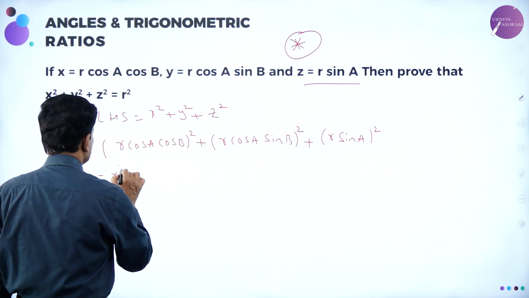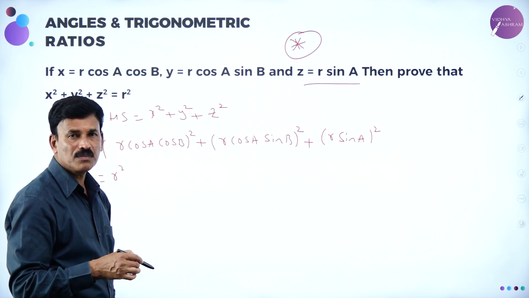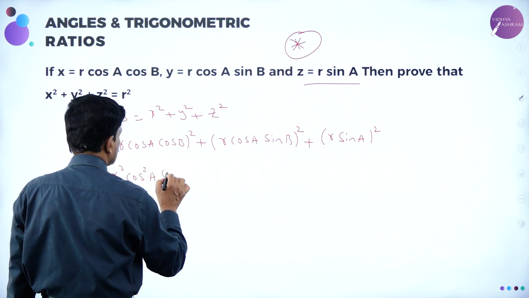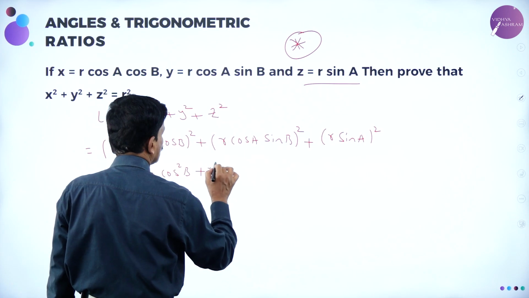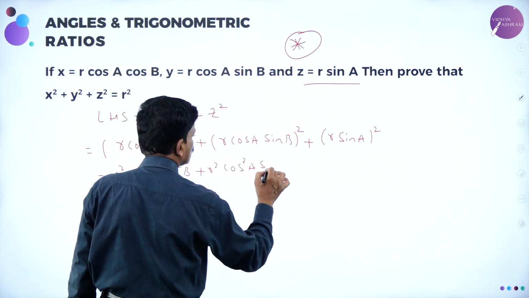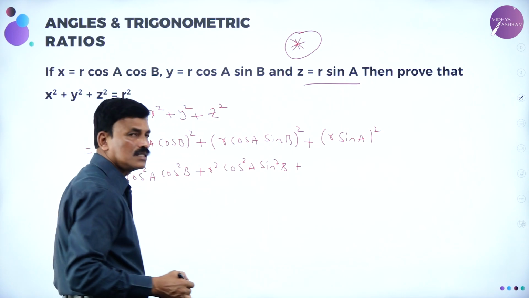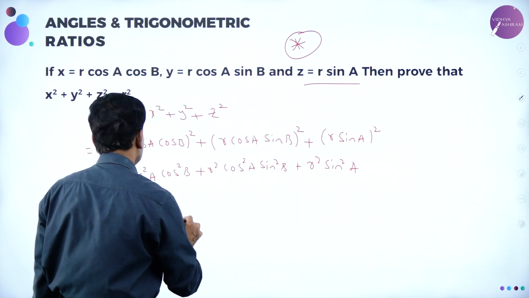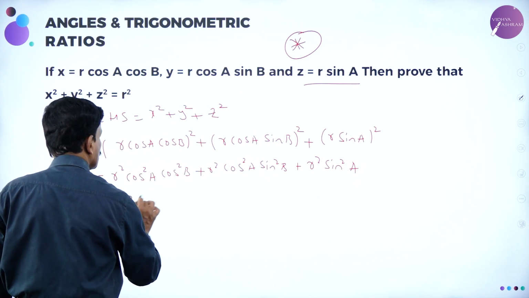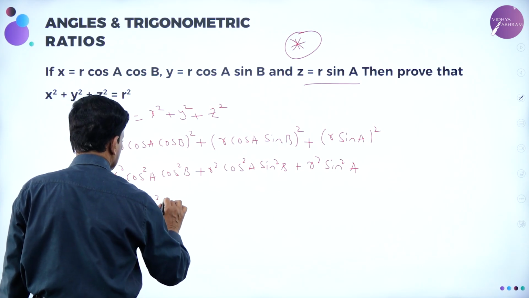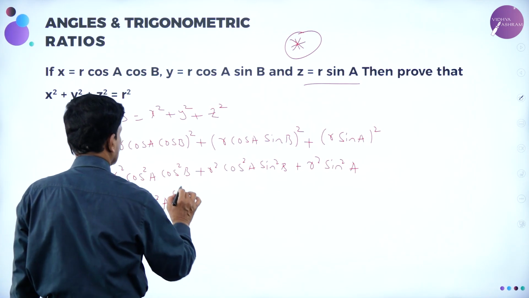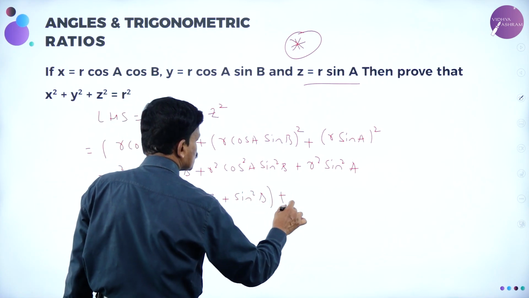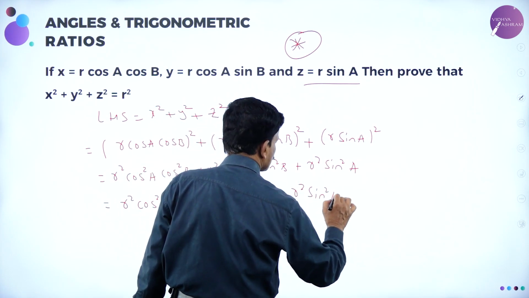Now this can be written as, using the law of indices, (ab) to the power of m is a raised to m into b raised to m. So this can be written as r square into cos square a cos square b plus r square into cos square a sin square b plus r square into sin square a. Now here you can take the common factor. What is the common factor? r square cos square a is the common factor. So if you take r square cos square a, what is left over is cos square b plus sin square b, plus r square into sin square a as it is.